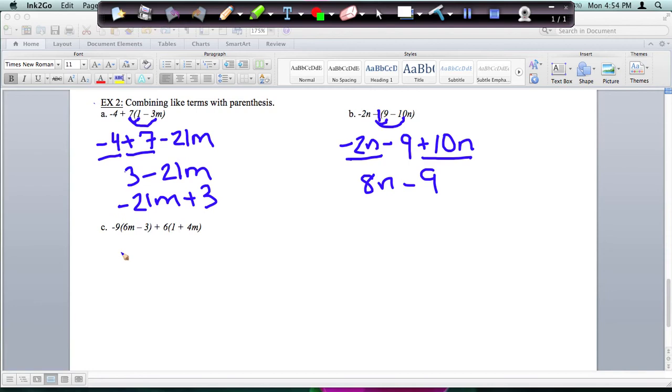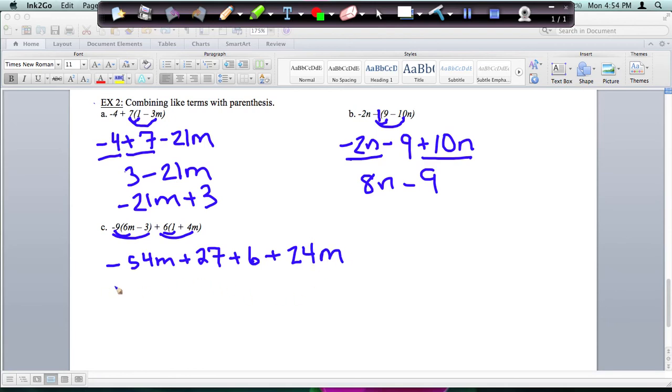Okay, and then this last one we have two sets of parentheses, which means I need to distribute twice. The first one I needed to distribute negative 9 through the parentheses, and then I need to come over here and distribute a positive 6 through this parentheses. So I'm going to do both of those. So negative 9 times 6m is negative 54m, and negative 9 times negative 3 is a positive 27. And now I'm going to distribute the 6. 6 times 1 is a positive 6, and 6 times 4m is a positive 24m.